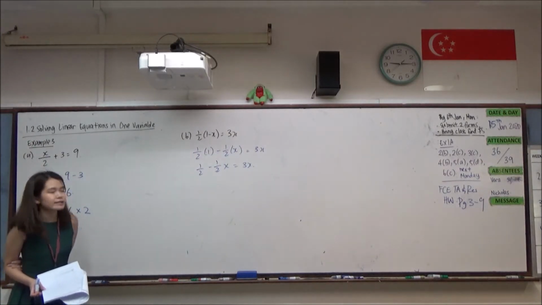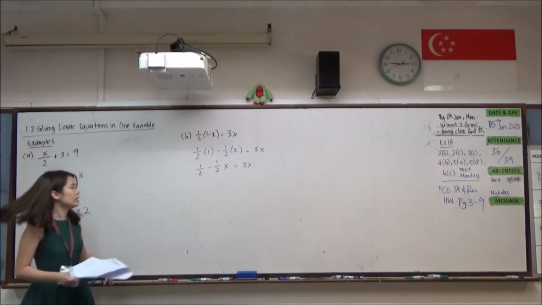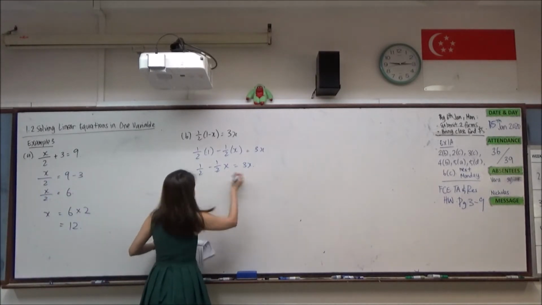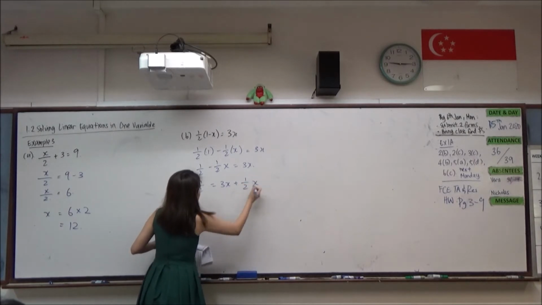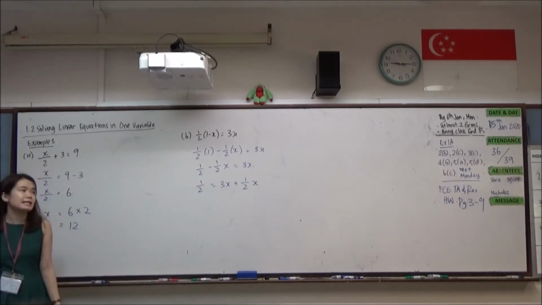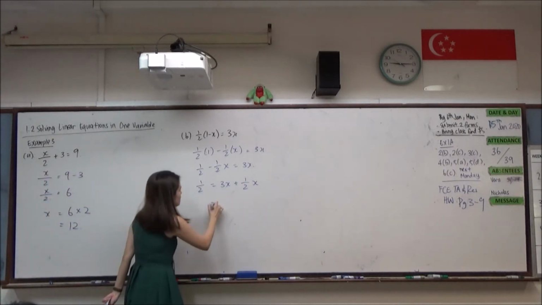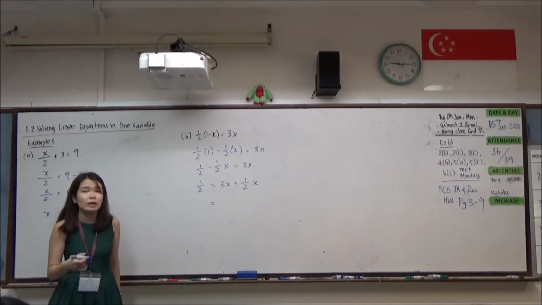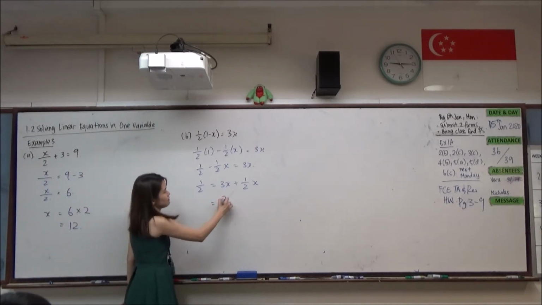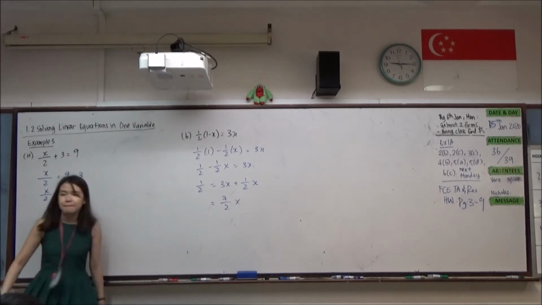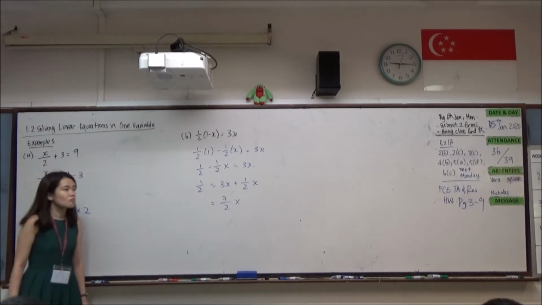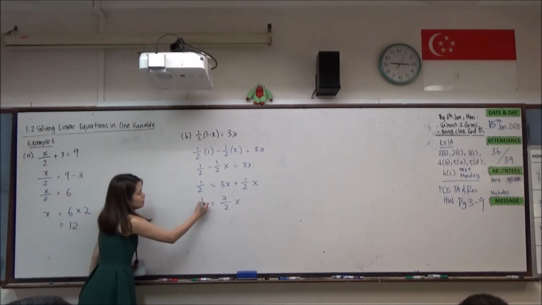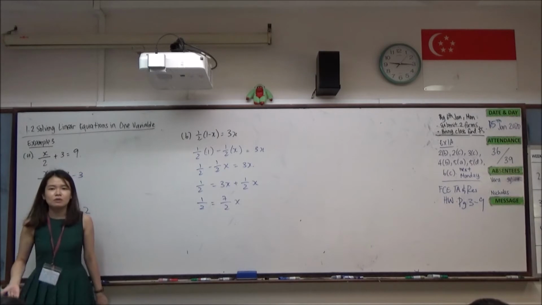Equals to 3x. Okay, great. So you want to shift the half x to the right. So half equals to 3x plus half x. Keying that into your calculator, you will get 3.5x or 7 over 2x. Right? So therefore, half equals to 7 over 2x.